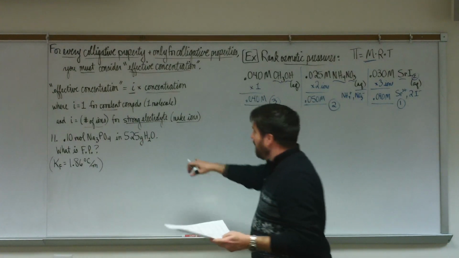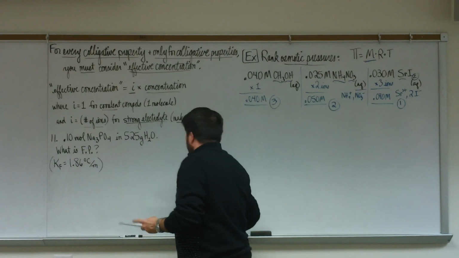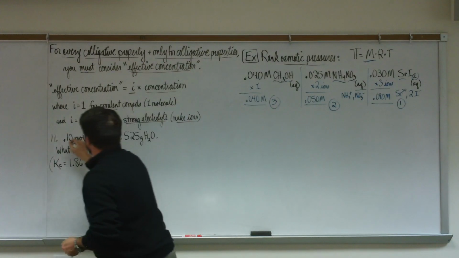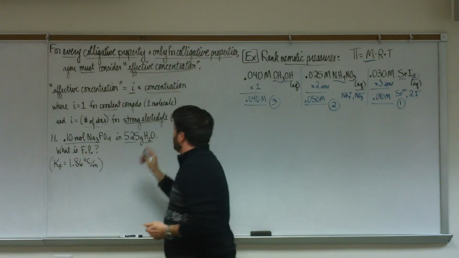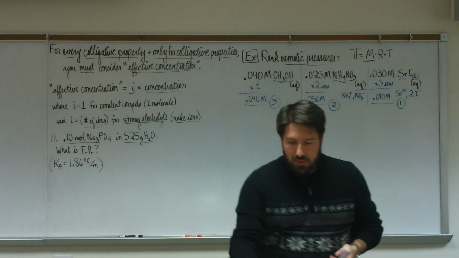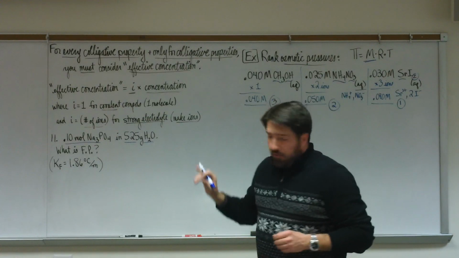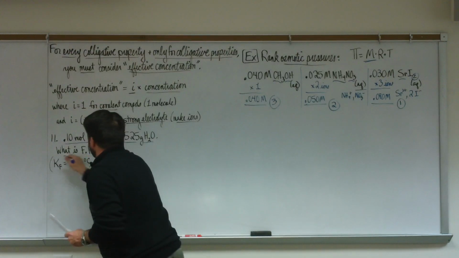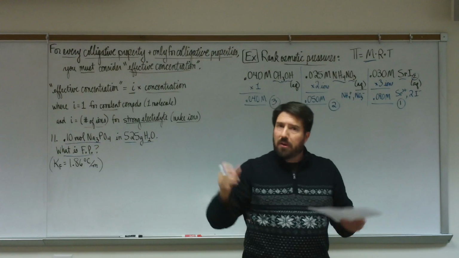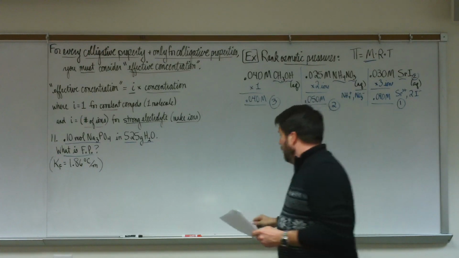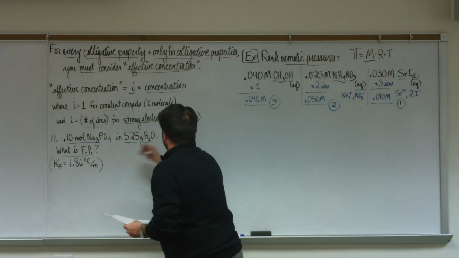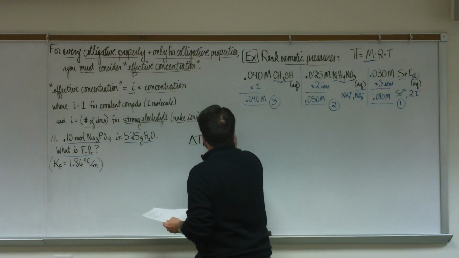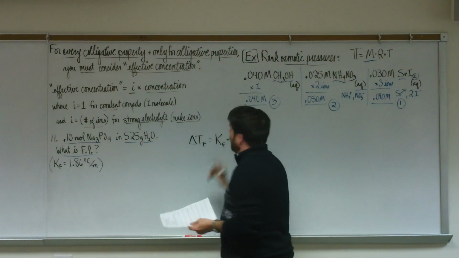Here's question number 11. A solution is made of 0.10 moles of Na3PO4, and they put it in 525 grams of H2O. And then the question asks, what is the freezing point? Well, freezing point is a colligative property. Freezing point is lowered. There's only one equation for this. The equation is delta T of freezing equals K of freezing times molality.